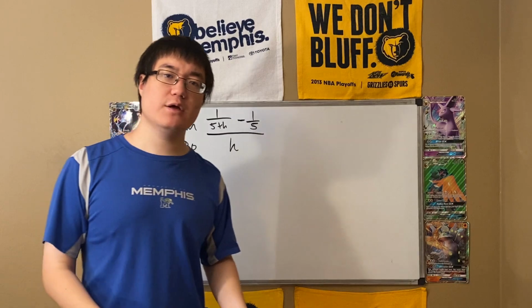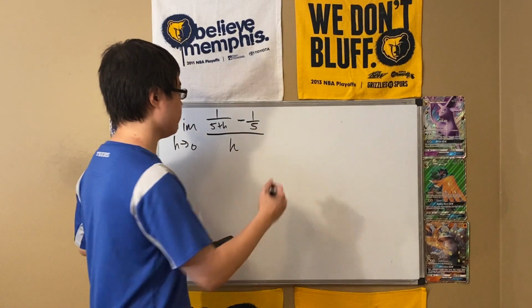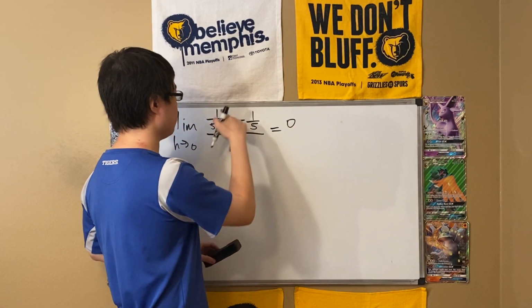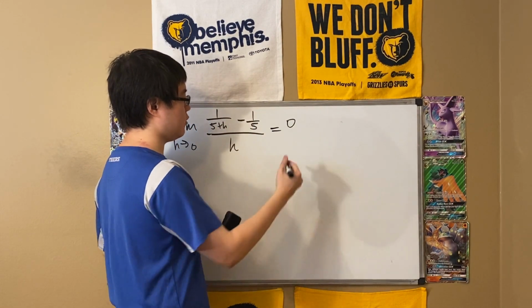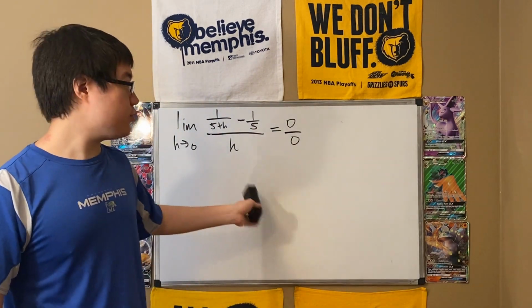So why don't you pause the video and try this one for yourself, just to see what happens. You will get 0 over 0. We can do that step together because you're going to get 1/5 minus 1/5. That's 0. And then you plug in h going to 0 on the bottom. You'll get 0. So we do get 0 over 0.